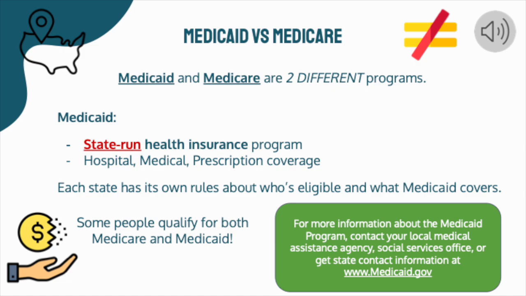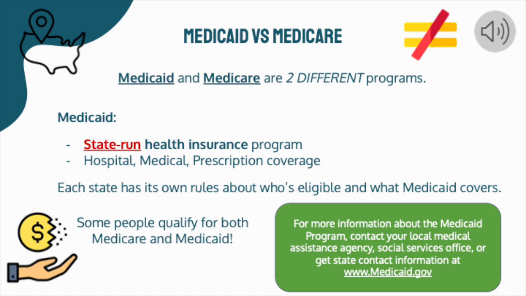All right, we will now begin the presentation. So let's first talk about what the difference is between Medicaid and Medicare. Medicaid and Medicare are two completely different programs. Medicaid is a state-run health insurance program that provides hospital, medical, and prescription coverage. There are state-specific rules about who is eligible for Medicaid and what all it covers.